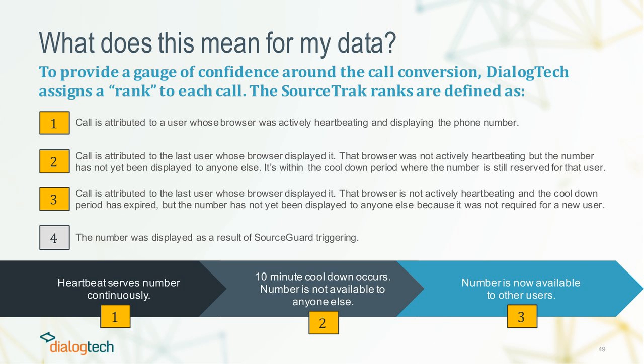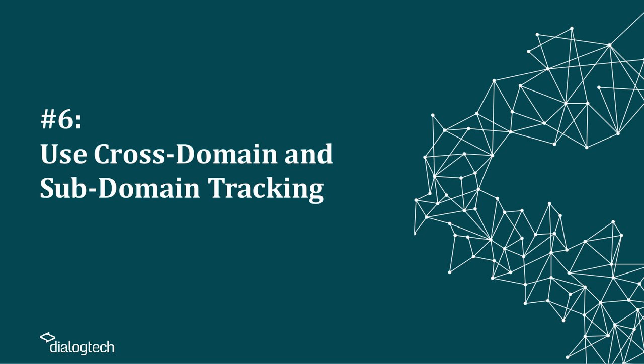But again, the confidence data here is richer data for you to gauge: was it almost certainly tied to that keyword? Are we less confident that it was tied to that keyword? The overall message here is that Dialog Tech SourceTrak is a very accurate attribution platform, but we also want to make sure we're transparent about the confidence we have around that attribution. So this data point is one more that's available within Dialog Tech you can use to model your data and start to get a deeper understanding of your attribution.